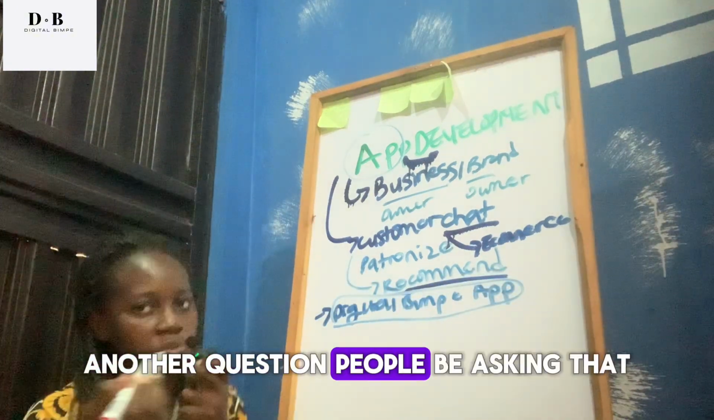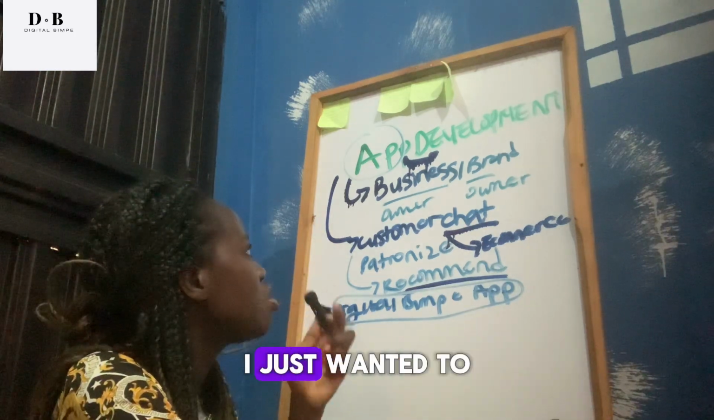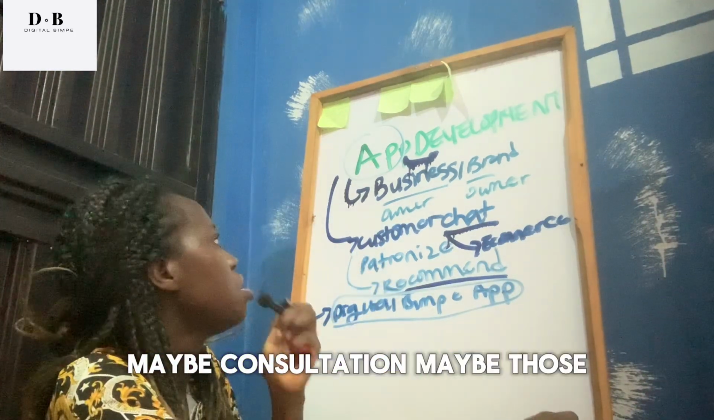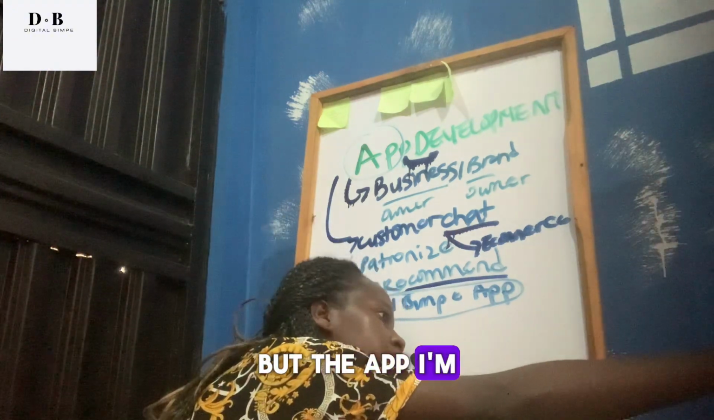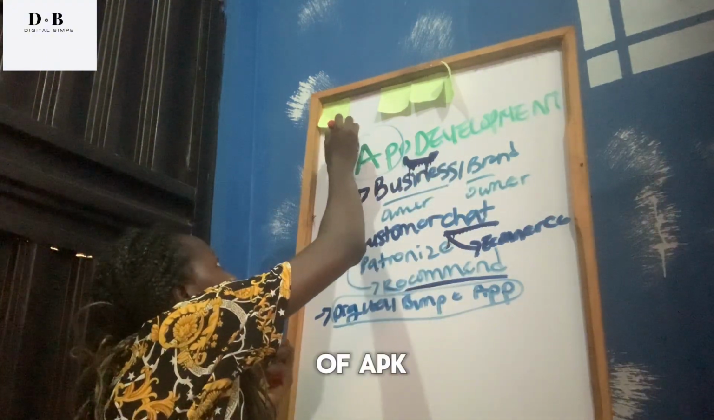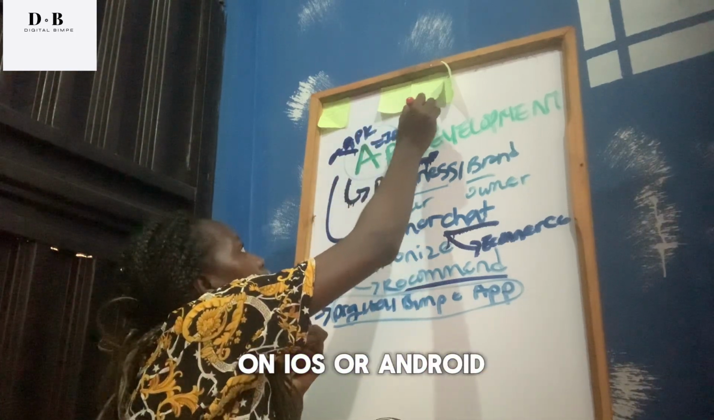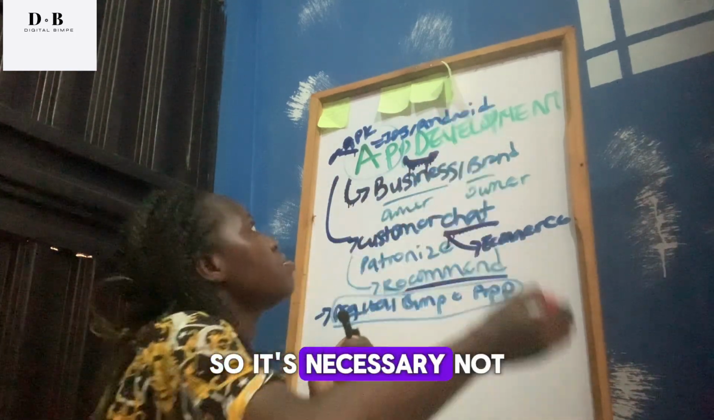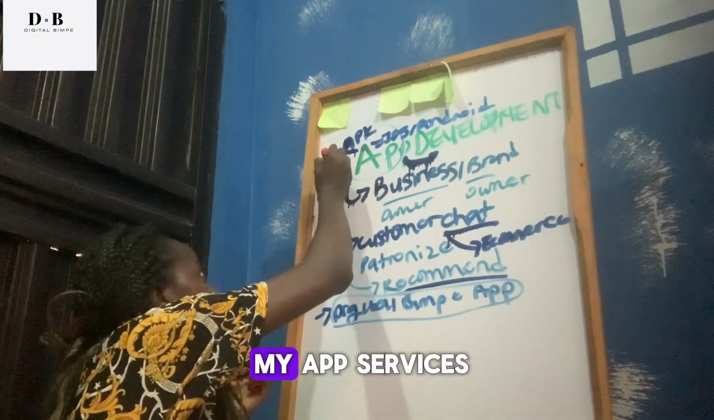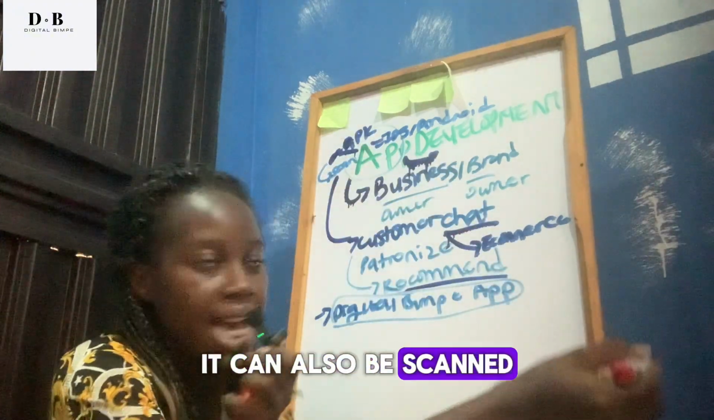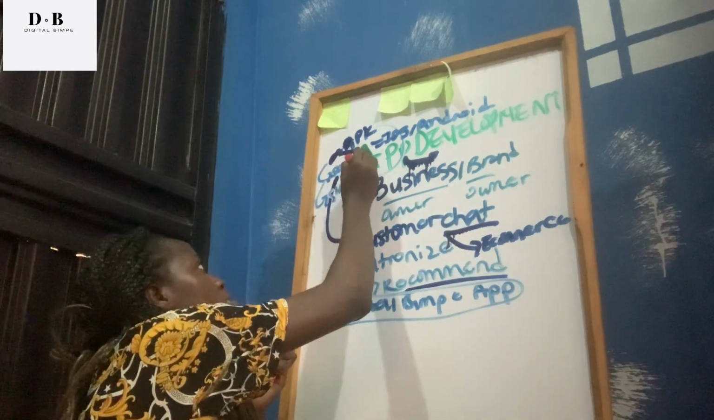Another question people will be asking is, my app is not about business. I just want you to make it about brand, maybe consultation, maybe just general things. Yes, I can also do that. But the app I'm specializing in is the APK. It can be downloaded on iOS or Android. So it's not necessarily on Play Store. It's easy to download. And another beauty of my app services is that it can be scanned and shared via link.